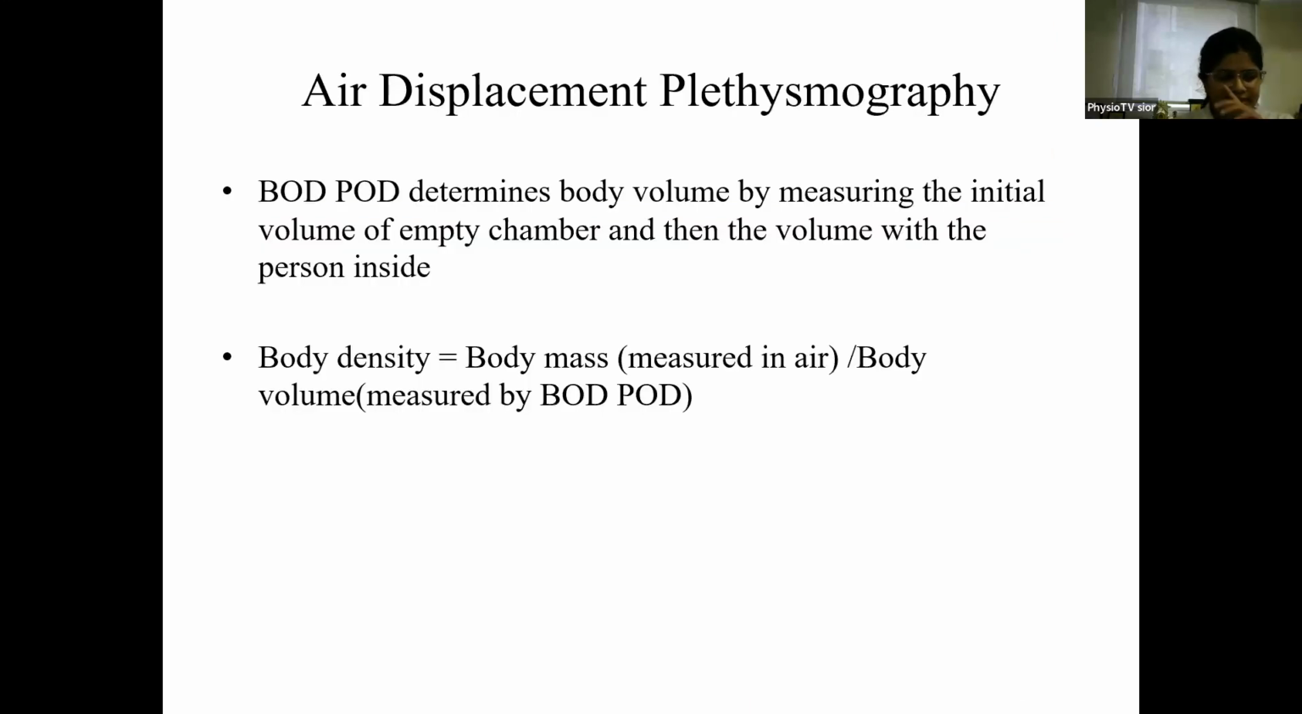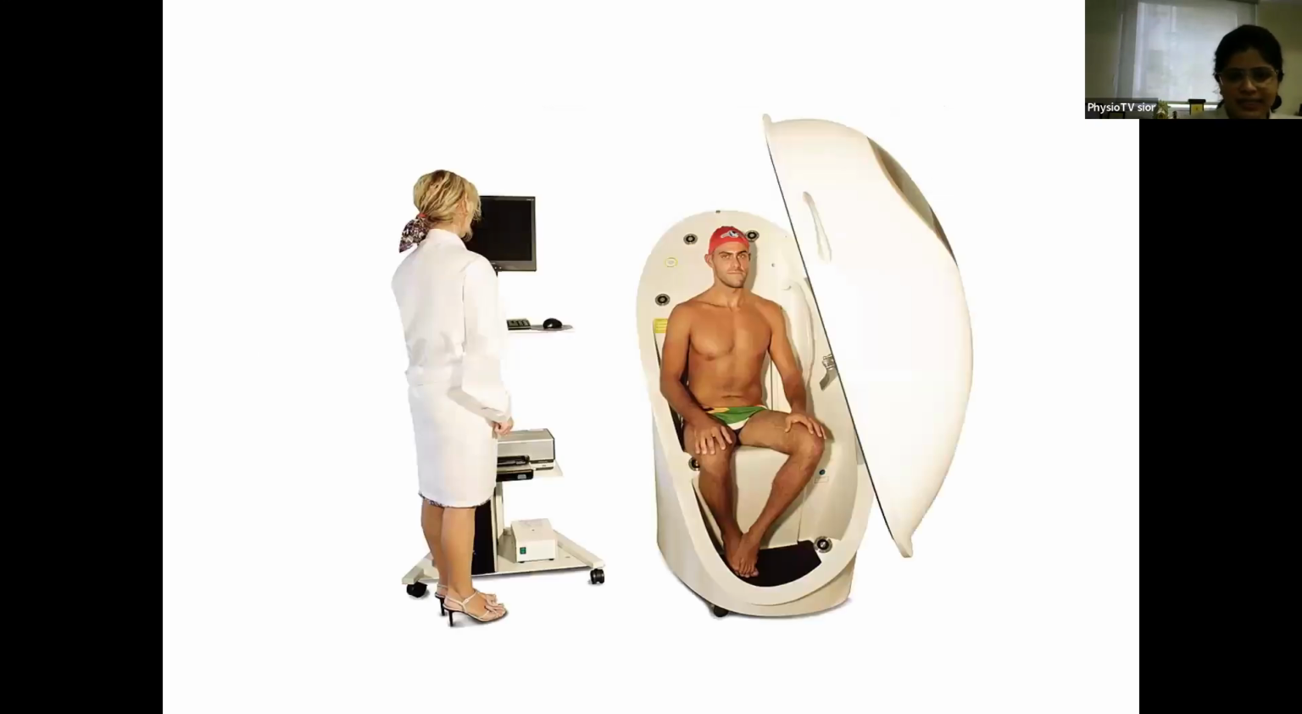Now, air displacement plethysmography, its reliability is 0.96. It is also called BOD-POD. The system is called BOD-POD. It is a dual chambered plethysmograph that provides a densitometric means of body composition. It is like this.